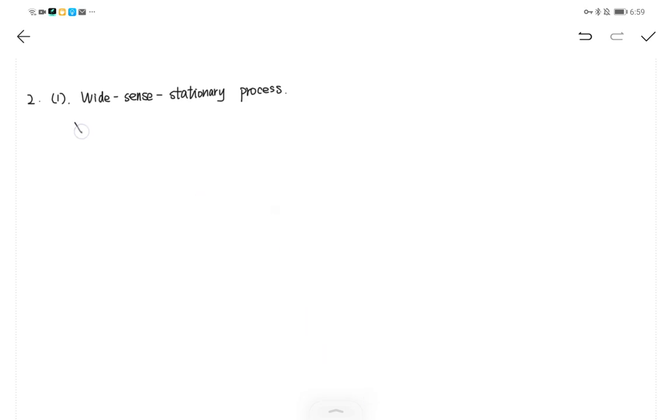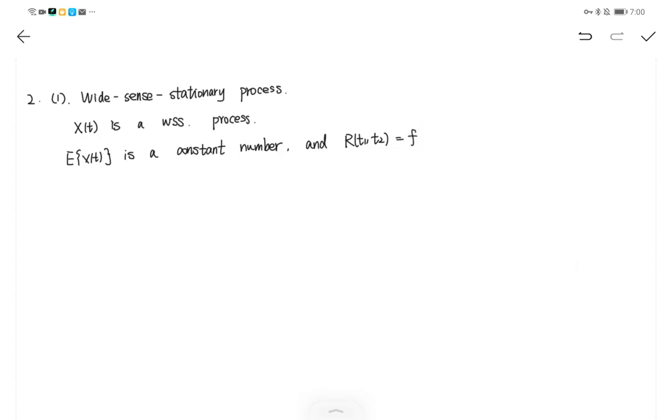Like if xt is a WSS process, then we can find that the expect of xt is a constant number, and its autocorrelation function is only a function of tau. Tau is the difference of time.